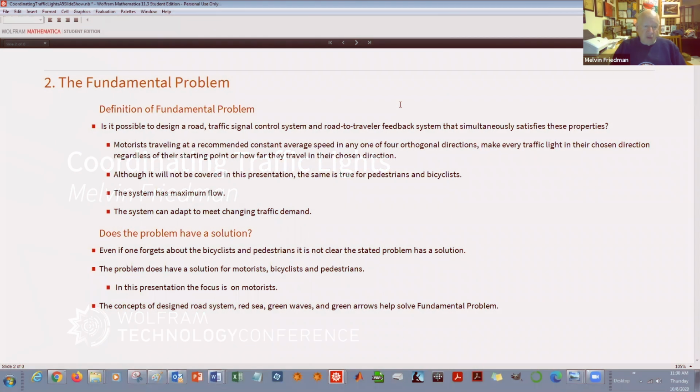The fundamental problem we considered is this: is it possible to design a road, traffic control system, and road to traveler feedback system that simultaneously satisfies these properties? A motorist traveling at a recommended constant average speed in any one of 4 orthogonal directions makes every traffic light in their chosen direction, regardless of their starting point or how far they travel in the chosen direction. Although I'm not going to cover it in this presentation, the same is also true for pedestrians and bicyclists.